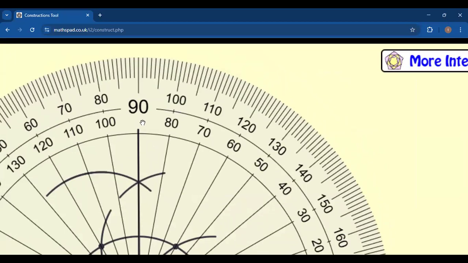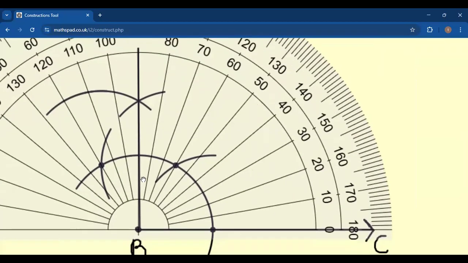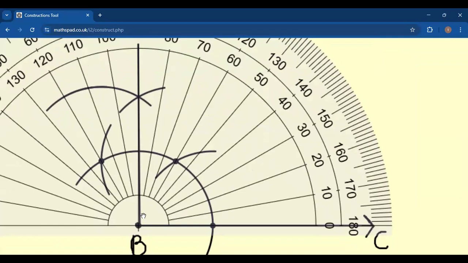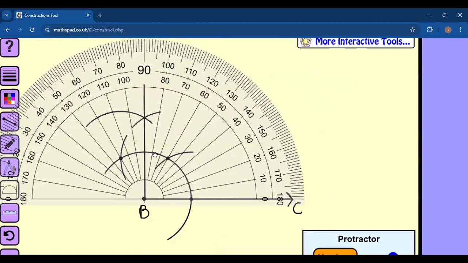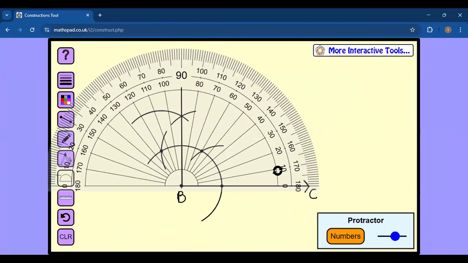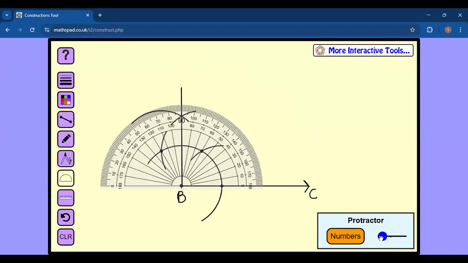Okay, so this is 90 degrees. Yeah, 90 degrees. It could be better though. I wish I had a more precise one, but there's 90, 91 degrees. Okay, and that's how we construct it.